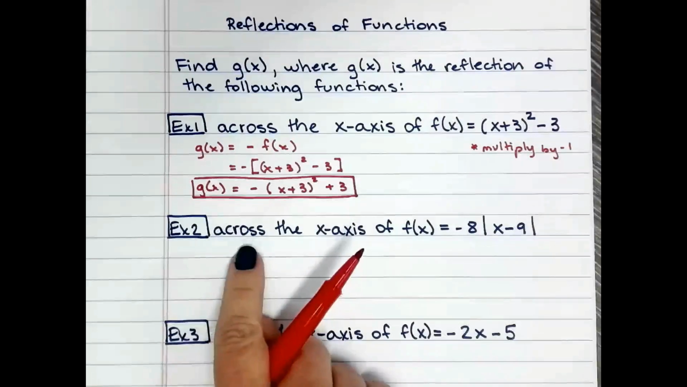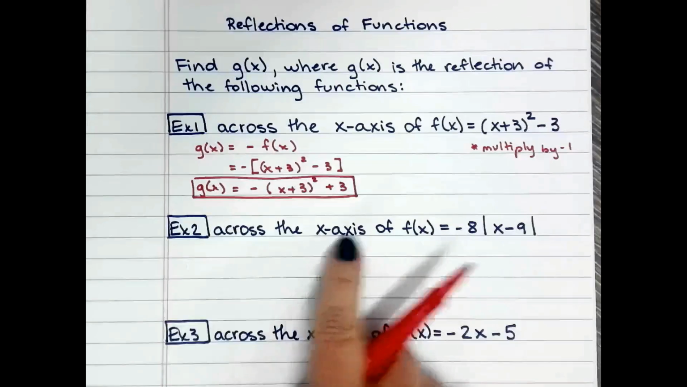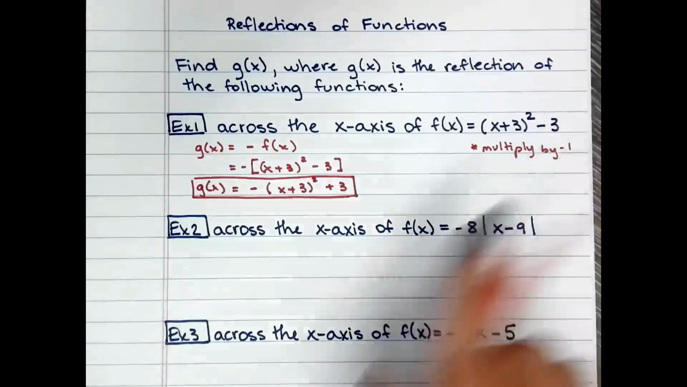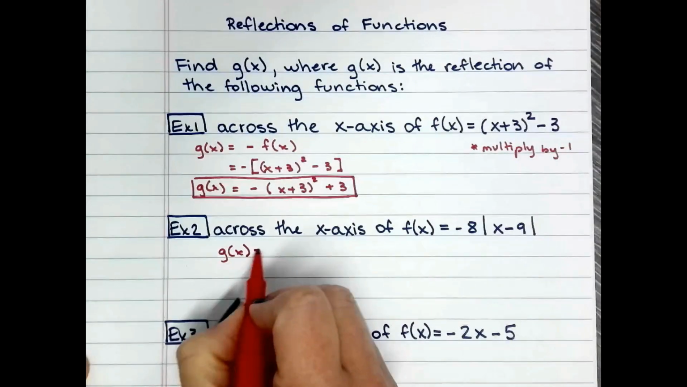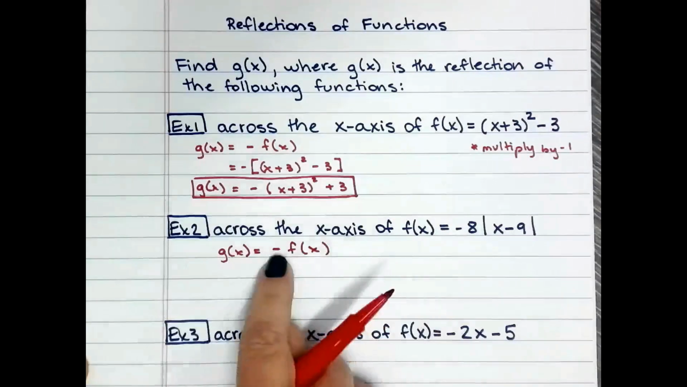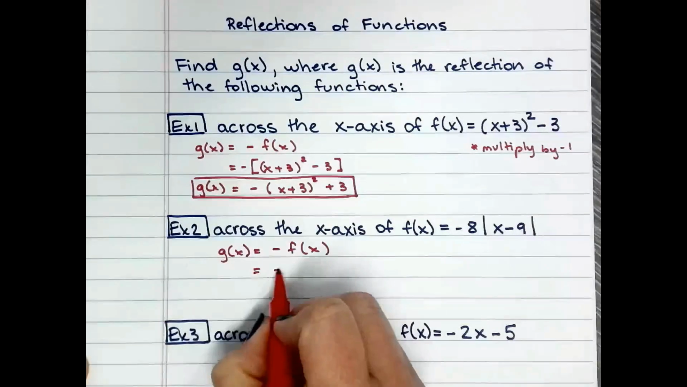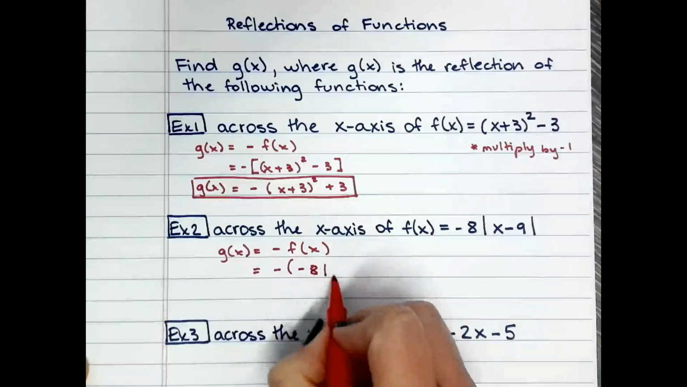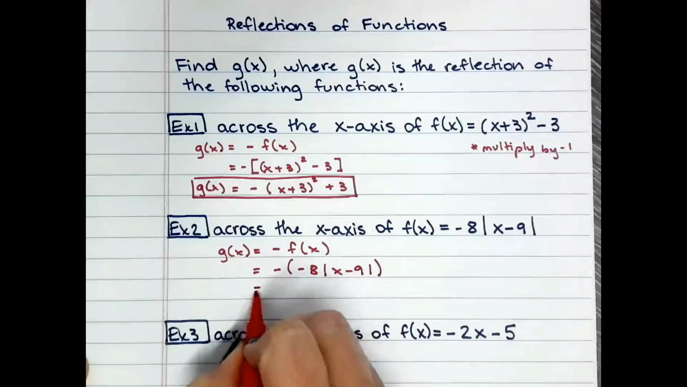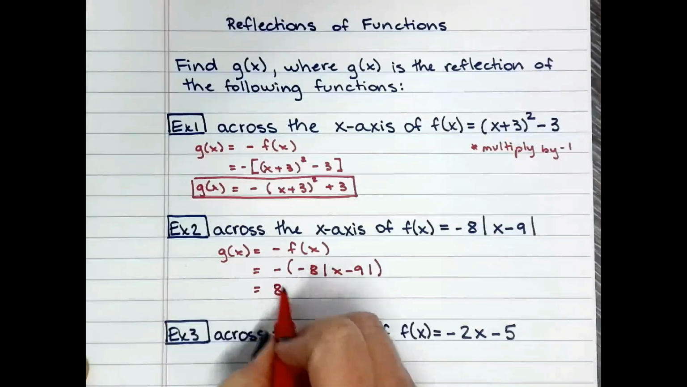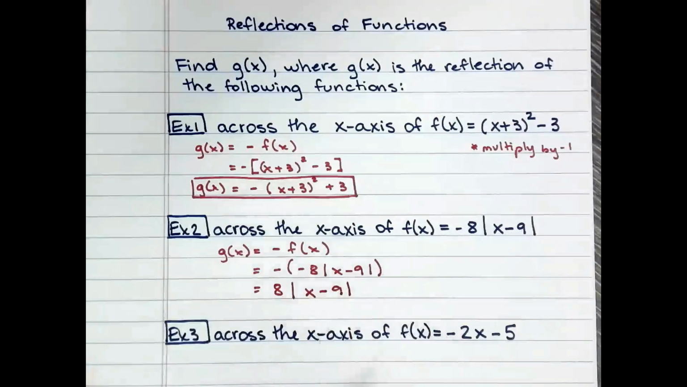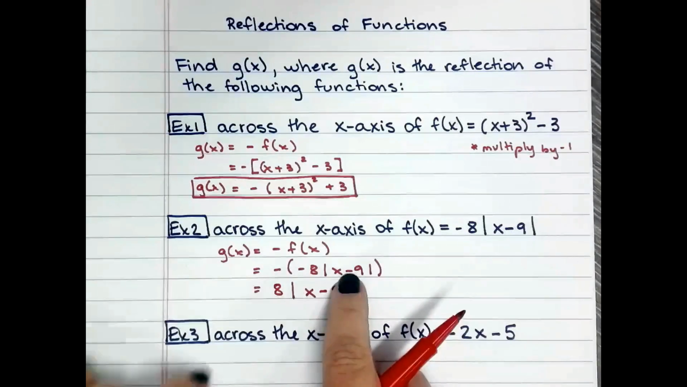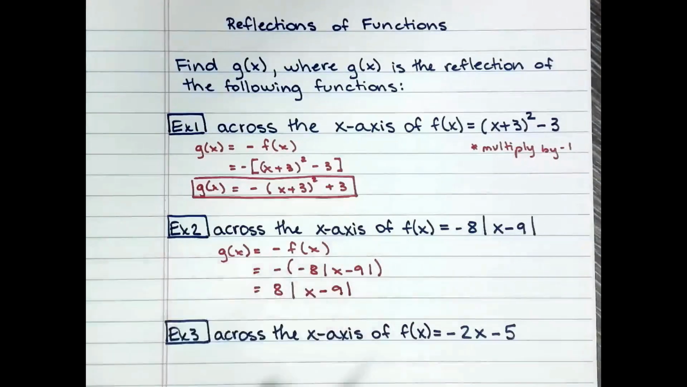All right, so now the new function is a reflection across the x-axis of this function right here. So we're, again, multiplying the entire function by -1. So g of x will be whatever the f of x is, but multiplied by -1. So negative, and here I have my f of x function. Take care of that negative. Notice that when I'm multiplying the negative, it doesn't change right here on the inside, okay? You're just distributing that right there. Watch out for that.